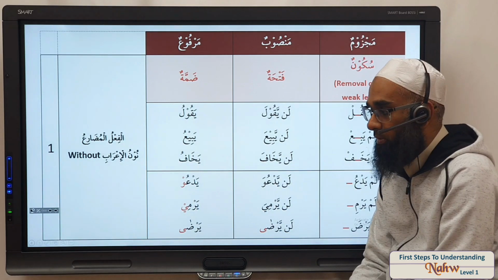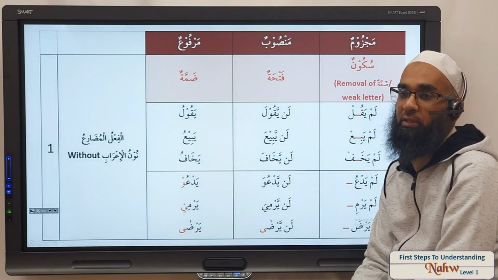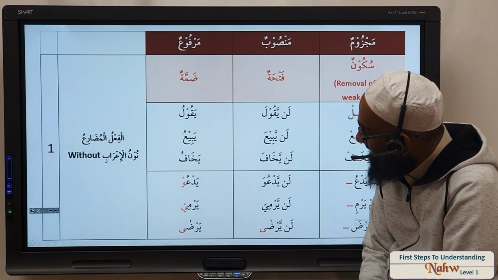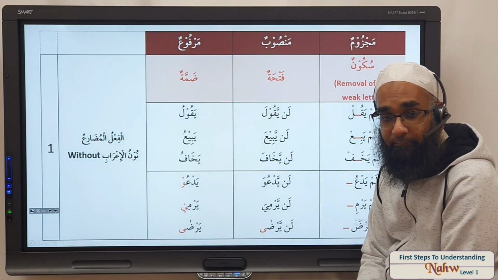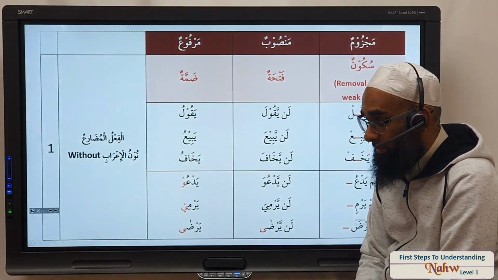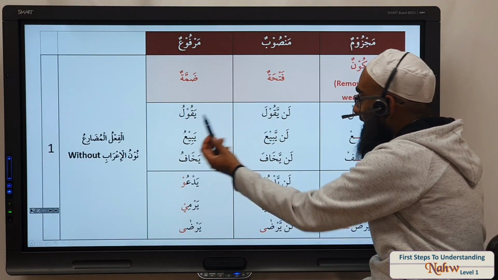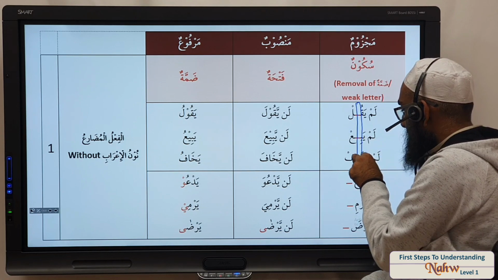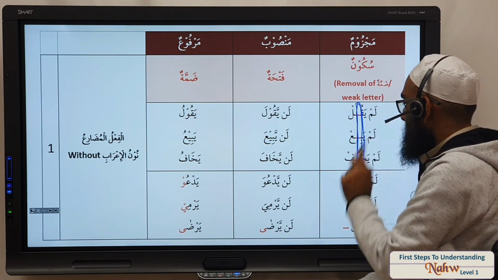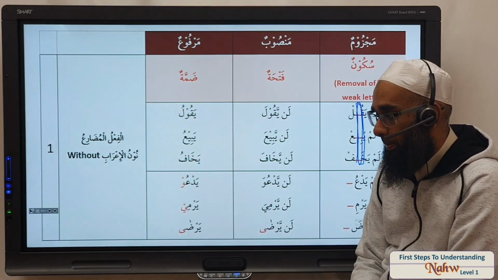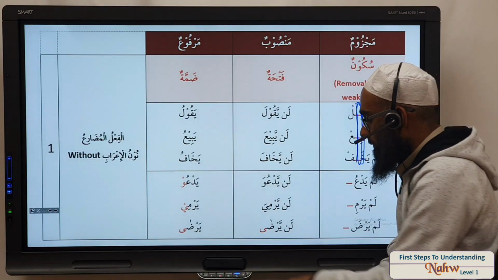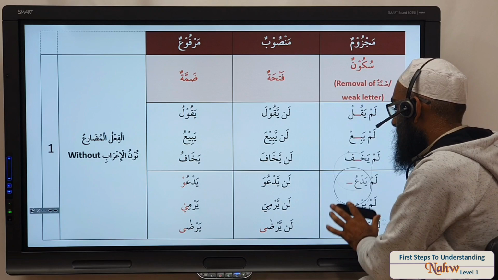Lam yaqul, lam yabi', lam yakhaf. So let's make it easy. Lam yaqul, lam yabi', lam yakhaf. They like to speak quicker, like me. Understood? Everybody understand that? So when it has a harful illa in the middle, the endings remain the same. The only thing you have to note is that the middle letter drops here. Correct? Okay? Understood?